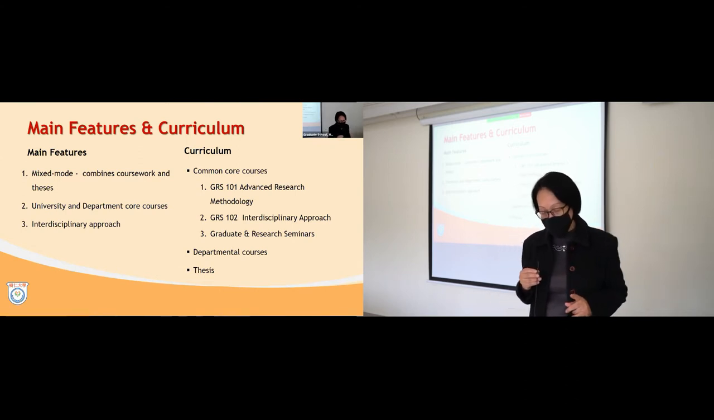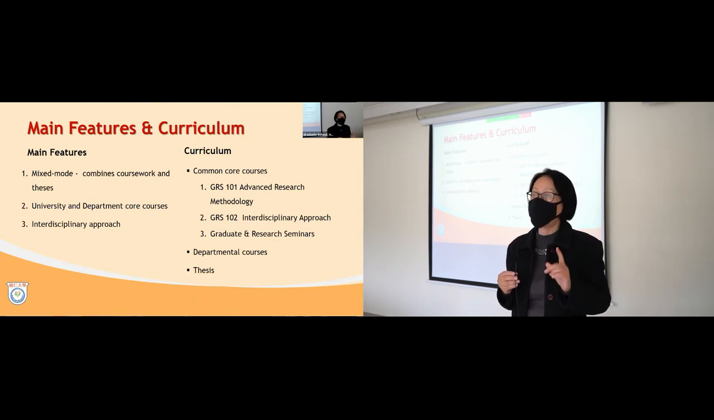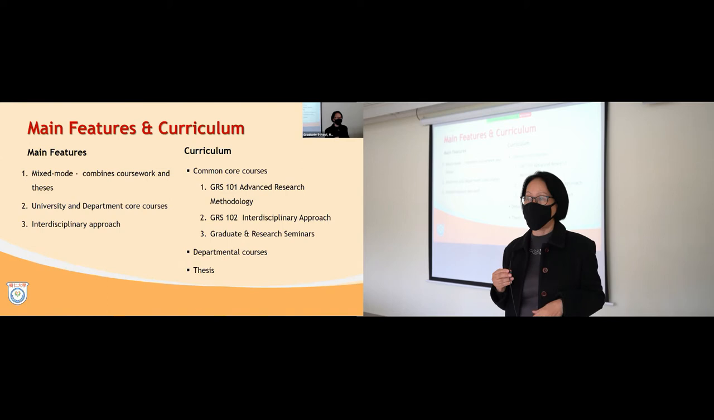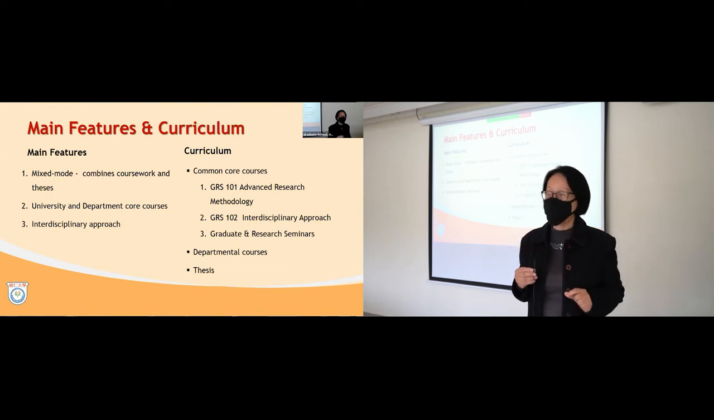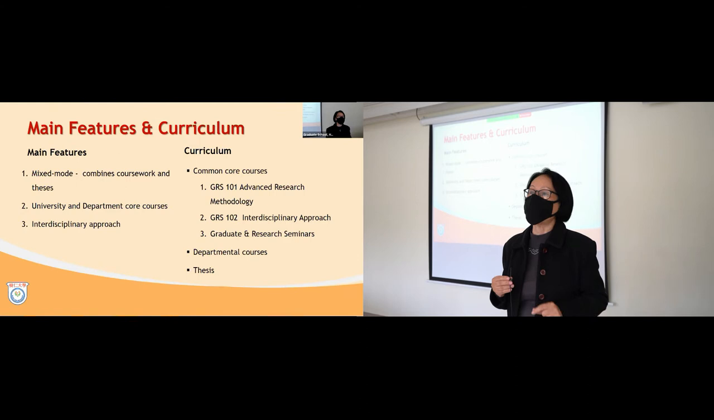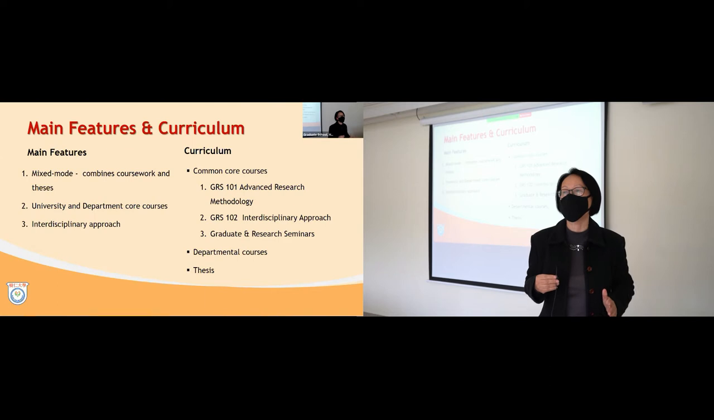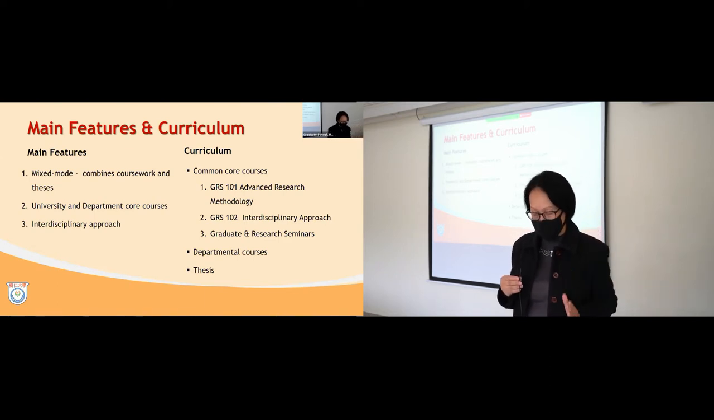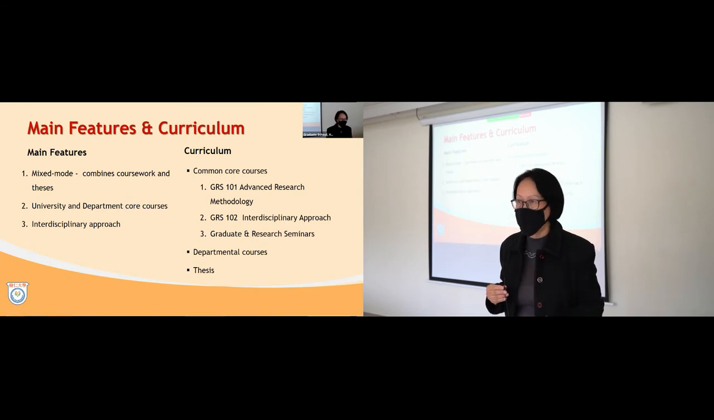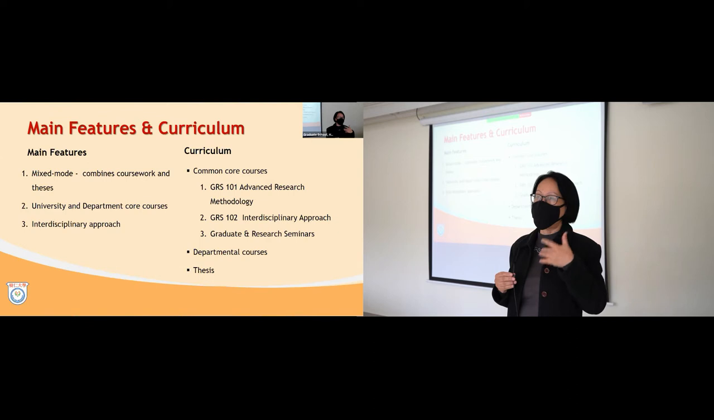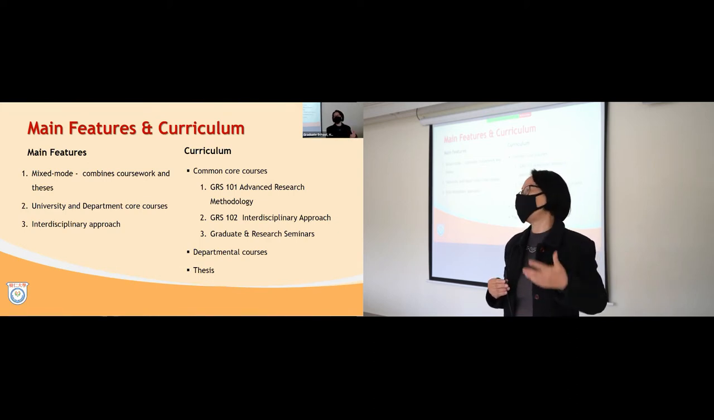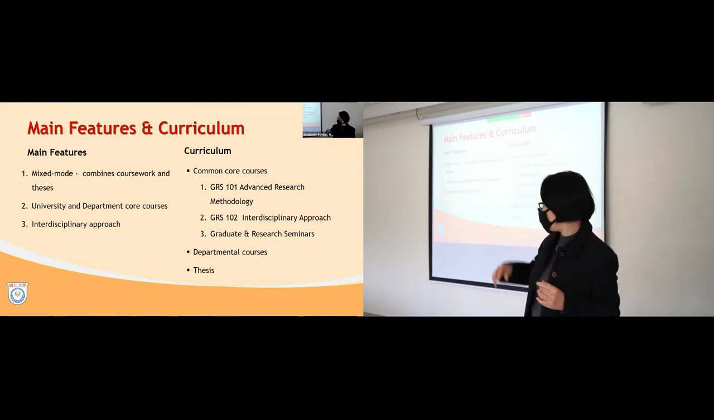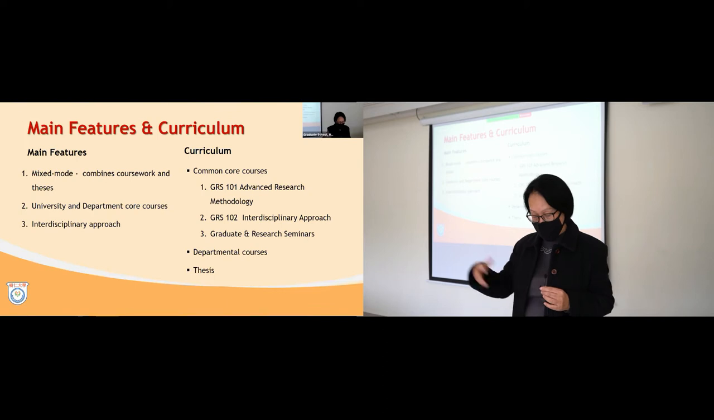So other than the common core, there will be department courses. Usually each department, where you are from, for example, if you are a student of history, then there will be a core course from the history department that you have to take. Usually this is taken during the second semester of the first year of the program, and GRS 101 is taken during the first semester. So when you enroll in the program, in the first semester, you take GRS 101. In the second semester, you take GRS 102, plus the department seminars, or you may prefer to take those in the second year, first semester. So this is the plan.